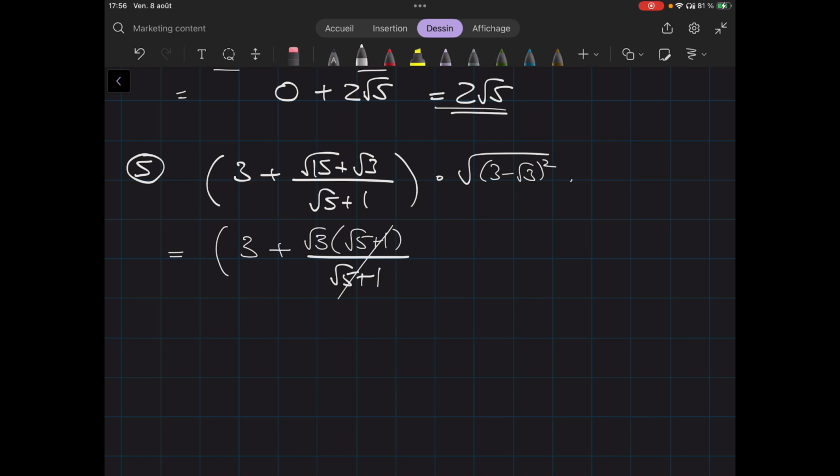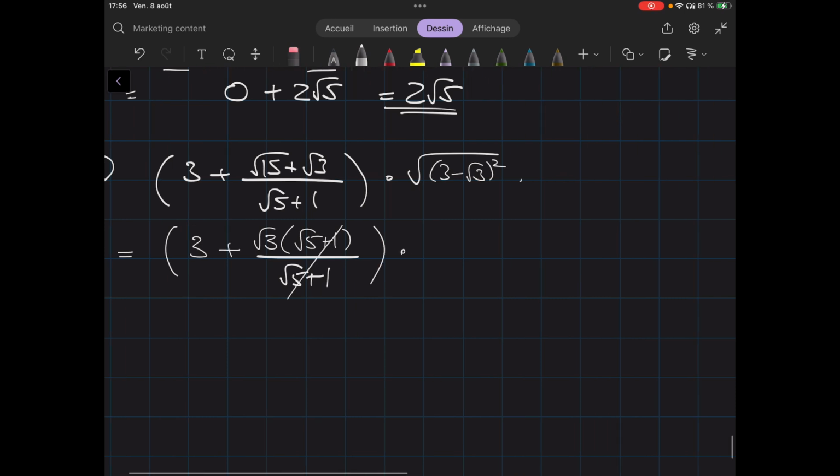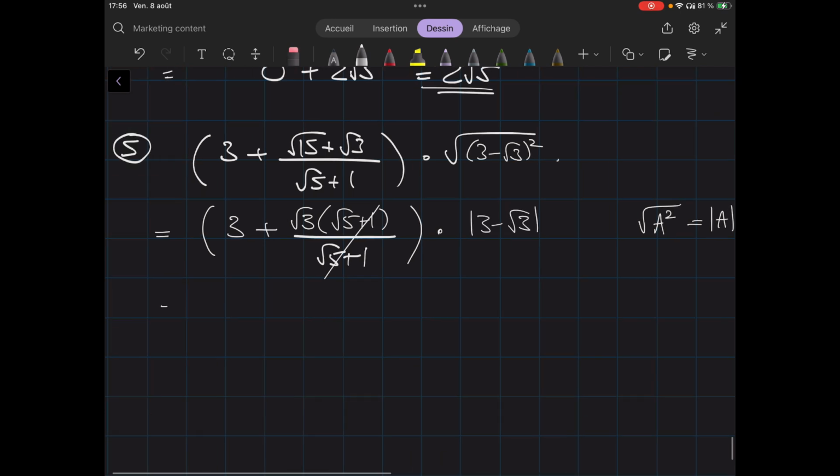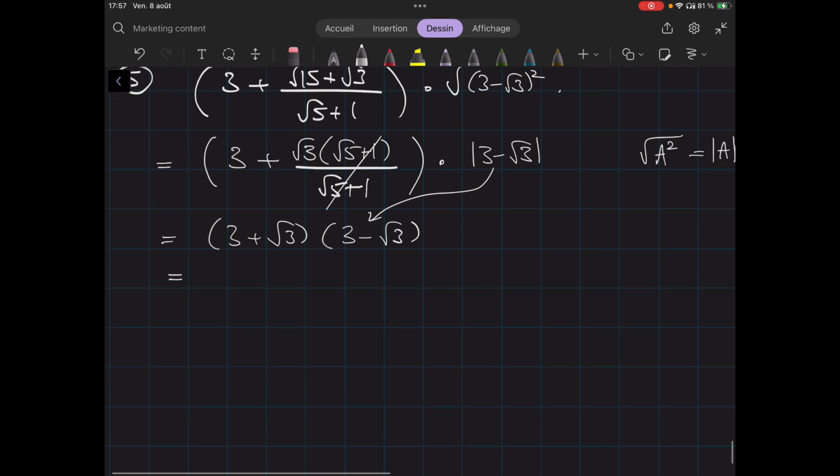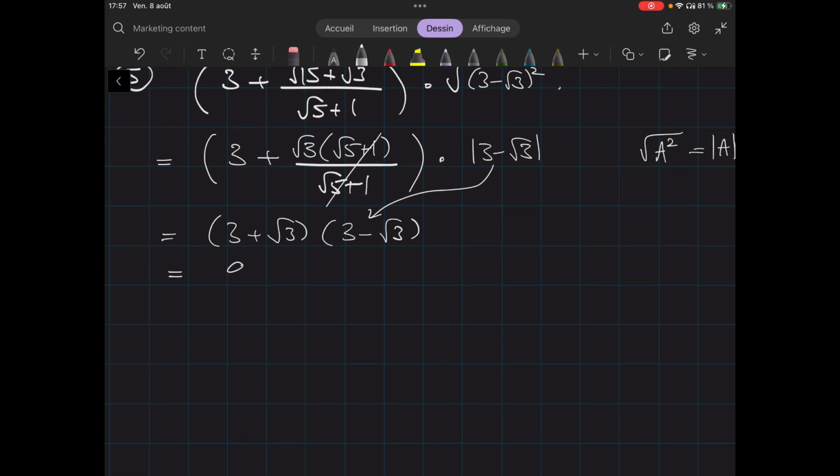We can cancel out. The second term, we have the square root of a squared number. This will return the absolute value of a. Since root 3 is around 1.7 something, give or take, this guy now becomes 3 minus root 3. And again, we have a difference of squares. So 6 is our final answer. That is the end of standard 4.